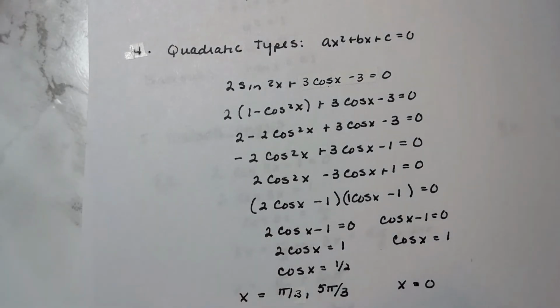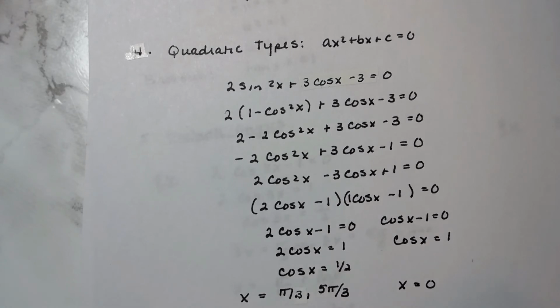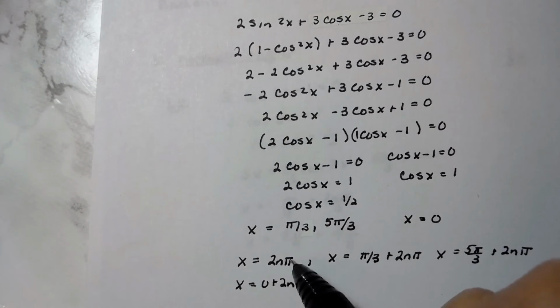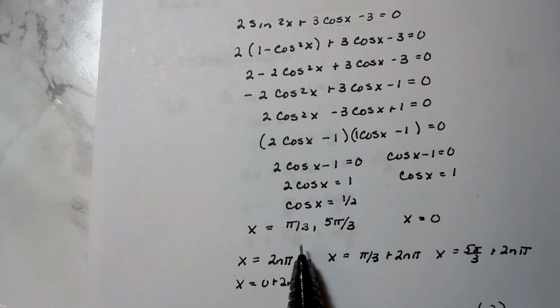If you want to write it or think of it this way until you get used to it, that's fine. These are the same, okay? And for the rest of them, pi over 3 plus 2n pi, 5 pi over 3 plus 2n pi. Capiche?